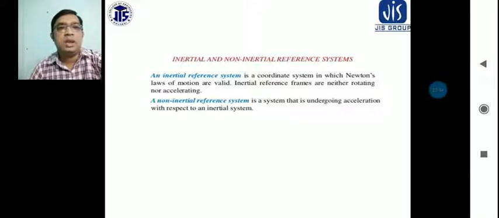Basically the inertial and non-inertial systems depend on Newton's laws of motion. The other depends on the acceleration with respect to the inertial system, that is, the reference system.